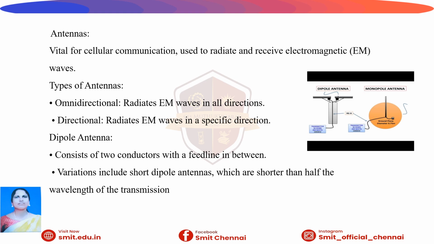So here we have the two types of antenna we saw: omnidirectional radiates electromagnetic waves in all directions, and directional radiates electromagnetic waves in a specific direction. Omni is all, and directional is specific. And then the dipole antenna. This dipole antenna is the classic type of antenna design. Think of it like two metal rods. That's the diagram I showed for the dipole antenna.